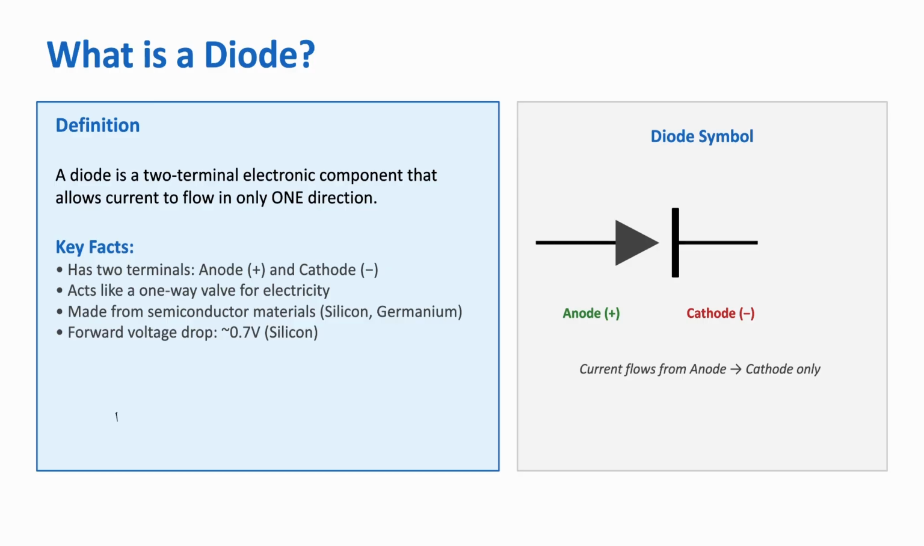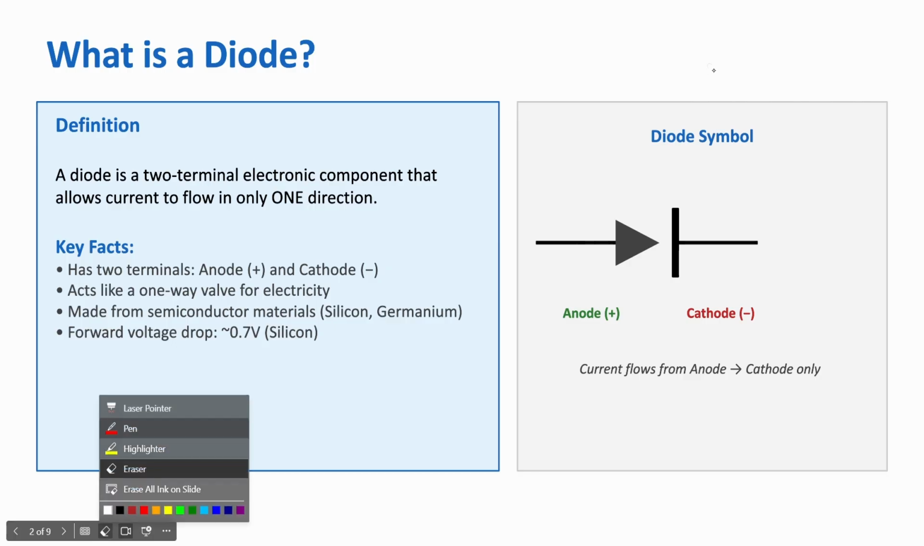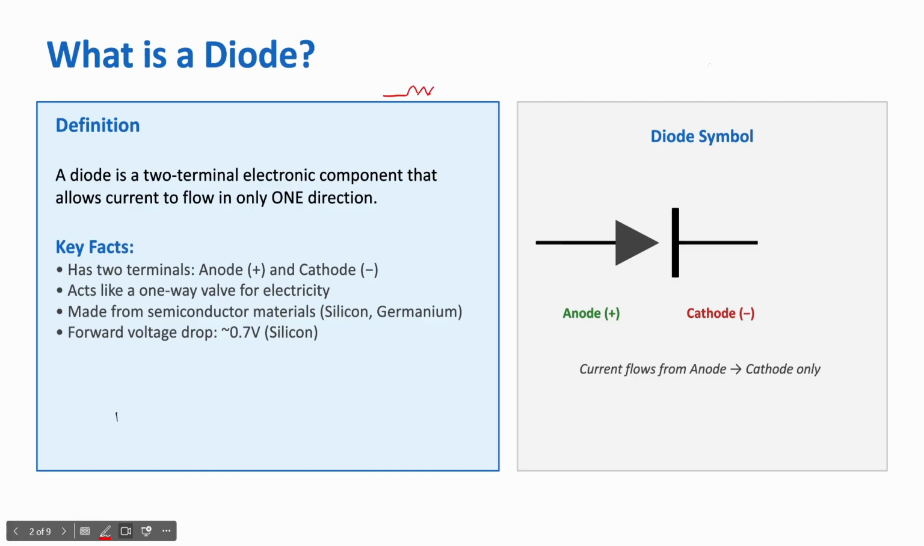We already discussed the resistor, capacitor, inductor, all those passive components. In a resistor, current flows in both directions. But coming to the diode, it is one of the electronic components where the current flows in only one direction.